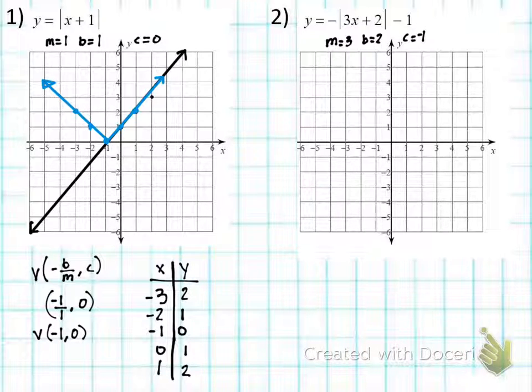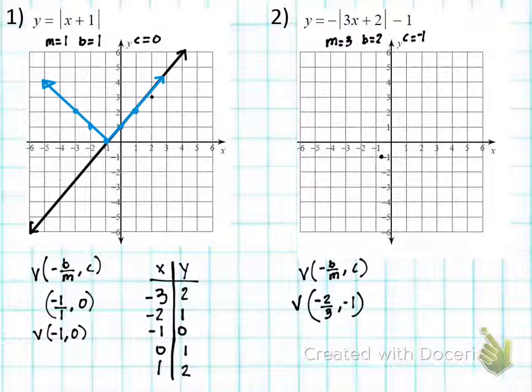Start with your vertex first. The vertex is going to be negative b over m, c. So we have negative b over m, so it's going to be negative 2 over 3. C is negative 1. So we're dealing with a bit of a harder problem. It's not that much harder, but there's a fraction, so we have to carefully plot this. If this is negative 2/3, we don't want to go from our origin all the way to negative 1. We want to count just to negative 2/3 and then down to negative 1. So you should have a point right here.